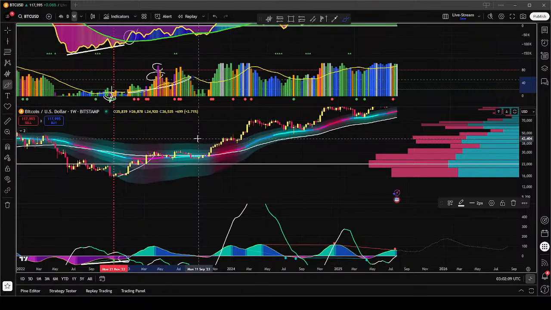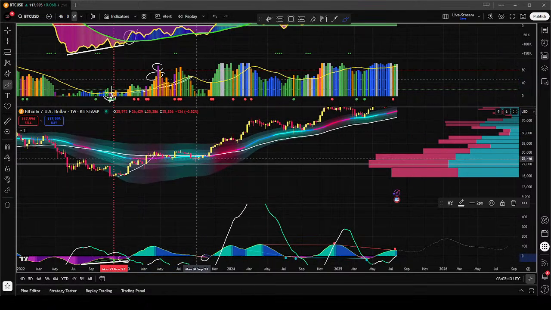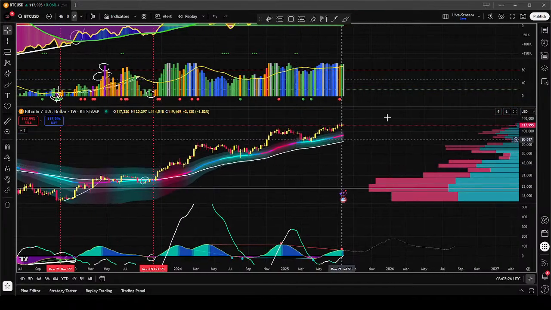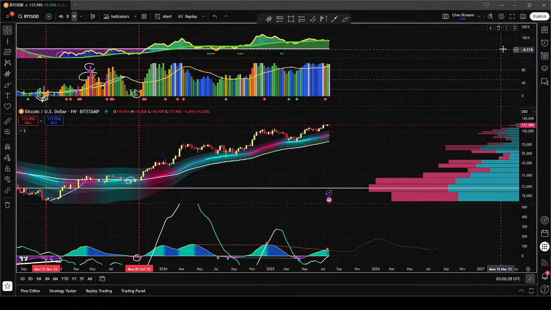And again, the same pattern. We have potentially a buy signal here, volatility contraction, and very low volume. What is this telling you? Another entry. This is the second entry. The second entry here. You see?